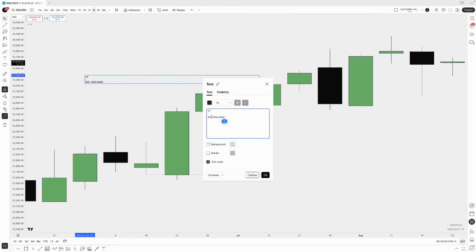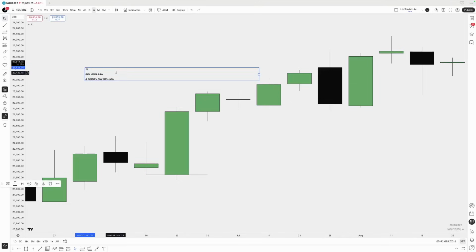This becomes either, okay, and this is previous day low ran or previous day high ran, or a 4-hour low or high, okay? This is what we want to see to engage with a weekly candle's expansion.